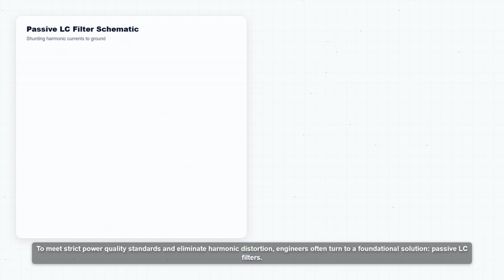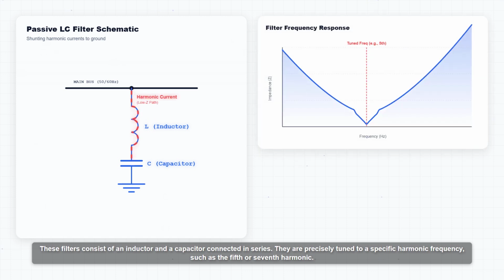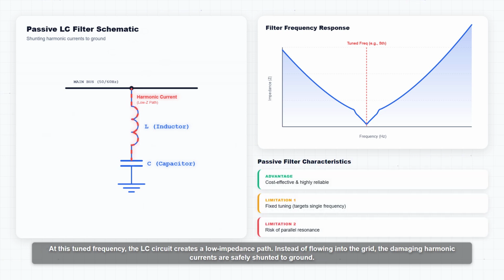To meet strict power quality standards and eliminate harmonic distortion, engineers often turn to a foundational solution, passive LC filters. These filters consist of an inductor and a capacitor connected in series. They are precisely tuned to a specific harmonic frequency, such as the fifth or seventh harmonic. At this tuned frequency, the LC circuit creates a low impedance path. Instead of flowing into the grid, the damaging harmonic currents are safely shunted to ground.